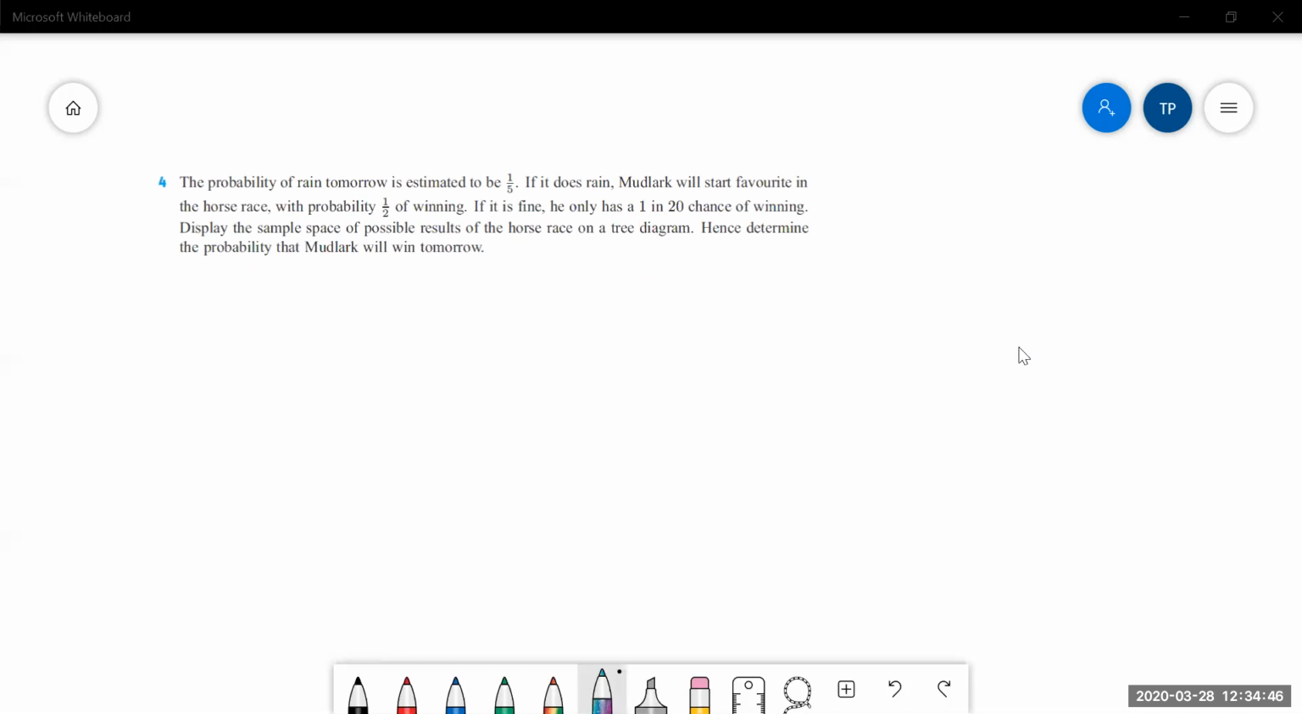What does it mean if it is fine? If it is fine, what does that mean? Good lah. If this horse is good, I think so. If it is fine, no, it's not. Oh my god, what is it? I think it's confusing. I think it's a horse racing term. If it does good, it will start favorite in the horse race. If it is fine, this is a horse racing term.